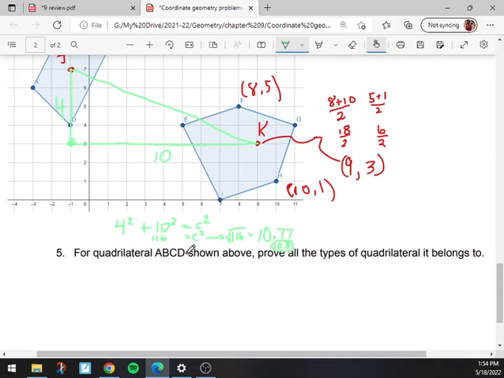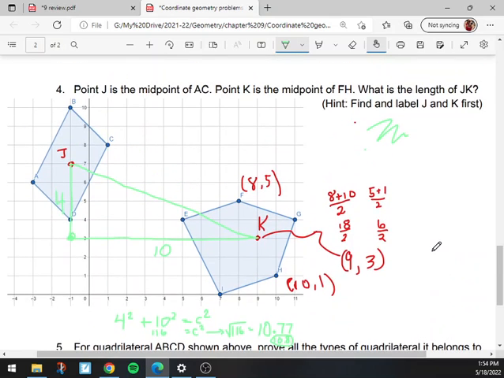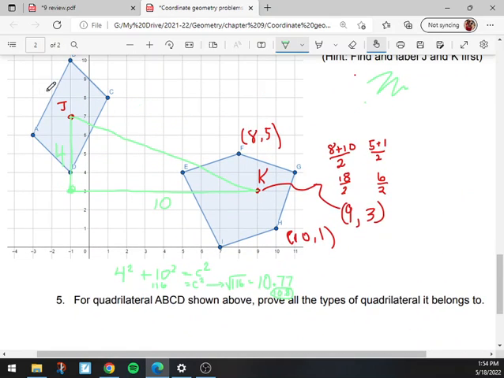All right, number 5, and then we're done reviewing for the test. For quadrilateral ABCD shown above, prove all types of quadrilateral it belongs to. So to me, I think it's a parallelogram. That's what I see. It kind of looks like a parallelogram to me.